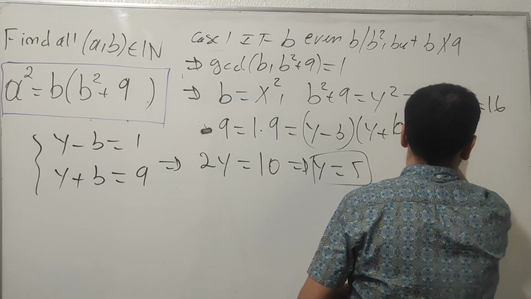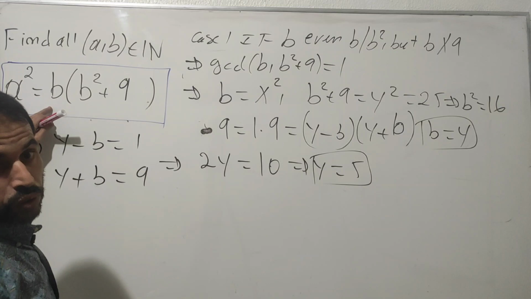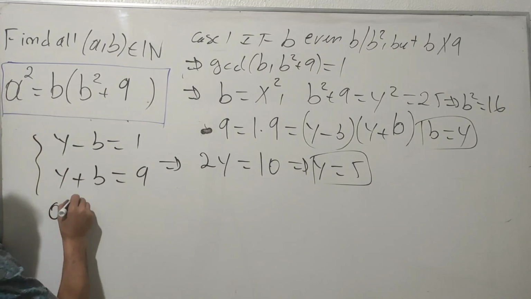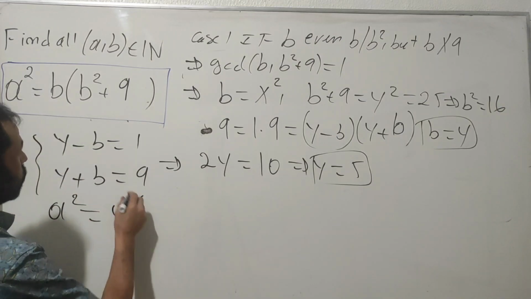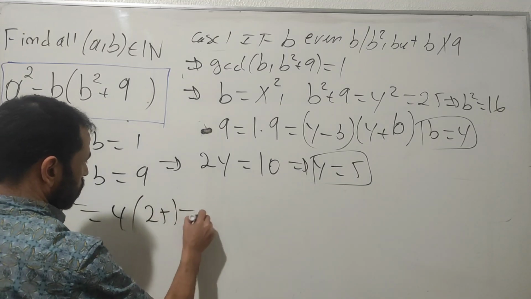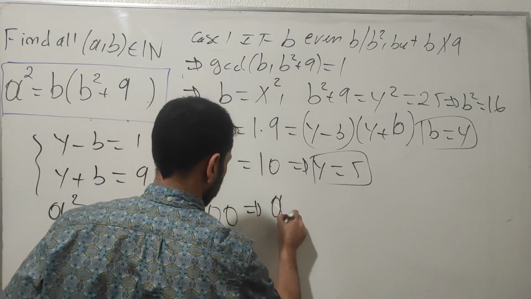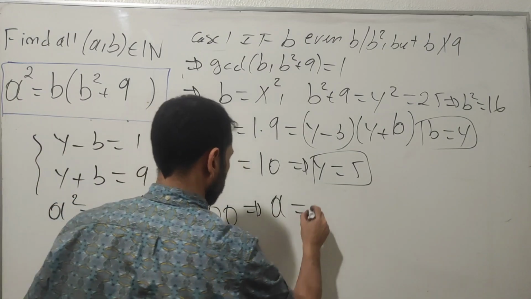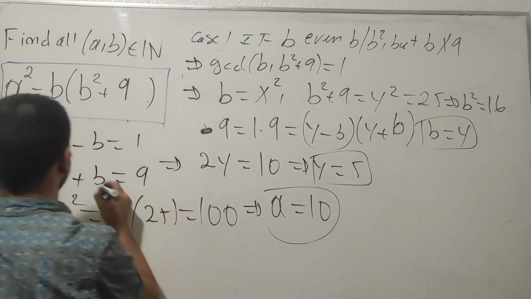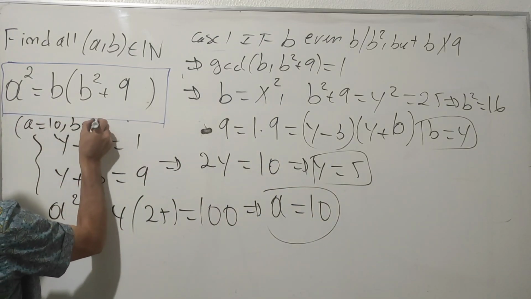b equals 4. Let's take this value of b and insert it back into this equation to find a. So we get a squared equals 4 times (4 squared, which is 16, plus 9, which is 25). So the product equals 100. Finally, a equals 10. So we found only one solution, which is a equals 10 with b equals 4. So I have done this problem.